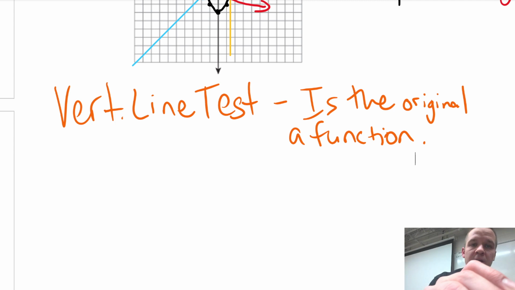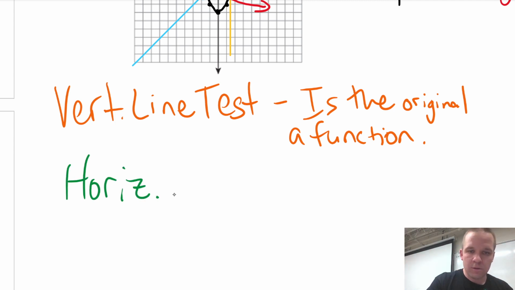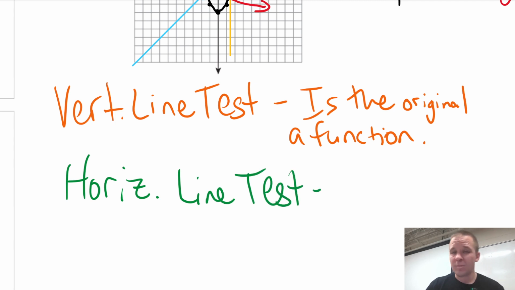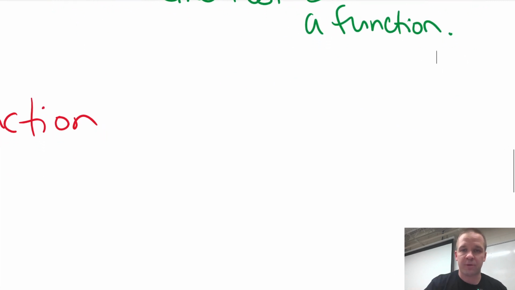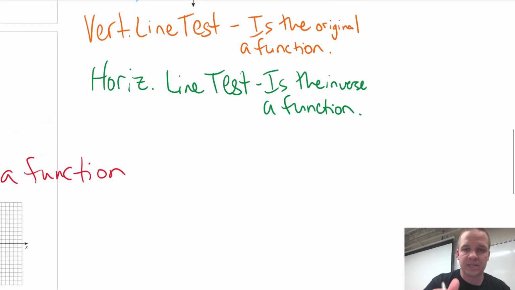But then we also have the horizontal line test. That's testing: is the inverse a function? There we go. If it passes the vertical line test, it's a function. If it passes the horizontal line test, the inverse is a function. So let's real quick say we have an example like this guy right here. Let me leave those tests visible.